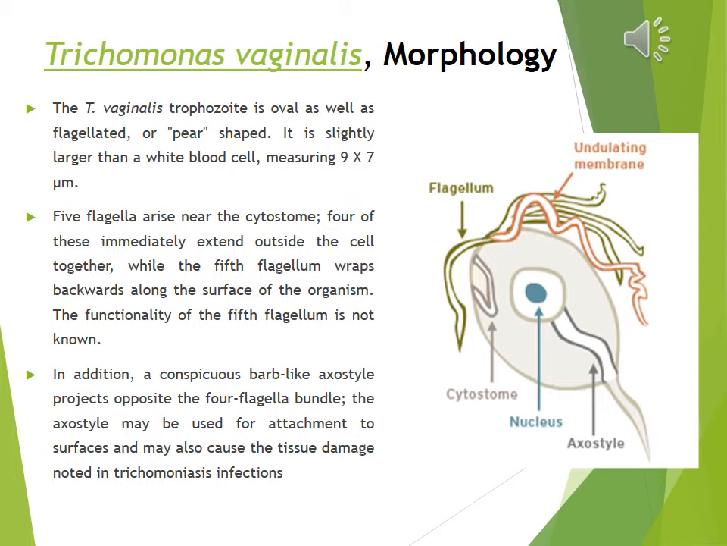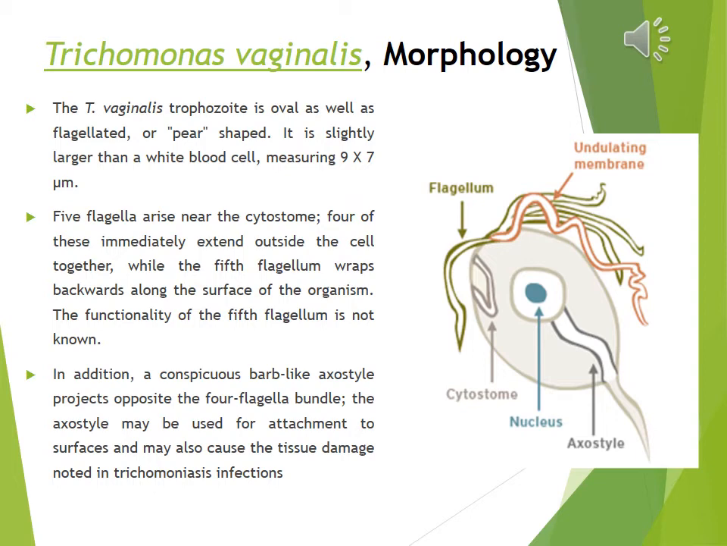If you see the diagram that is present on the slide, Trichomonas vaginalis is a trophozoite which is oval, flagellated and pear-shaped. It is slightly larger than a white blood cell. It measures about 9 by 7 microns.